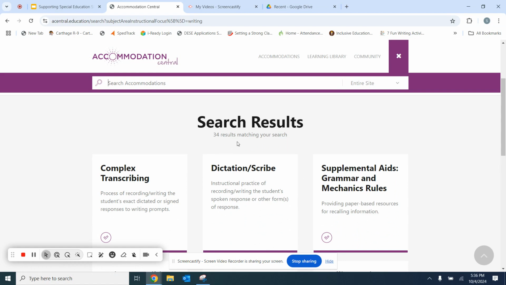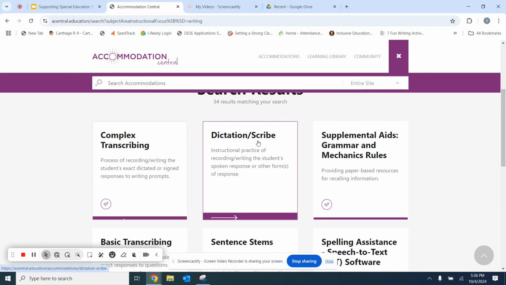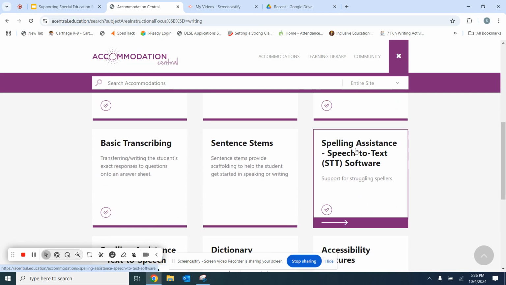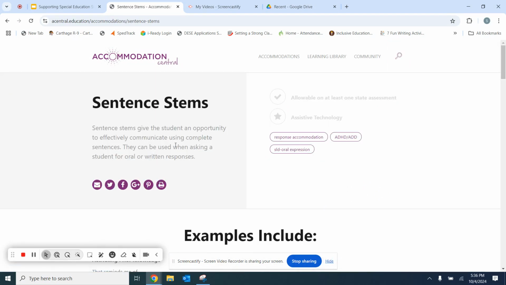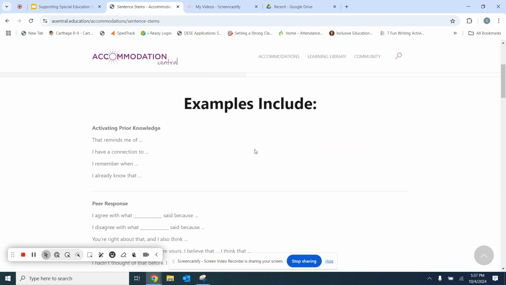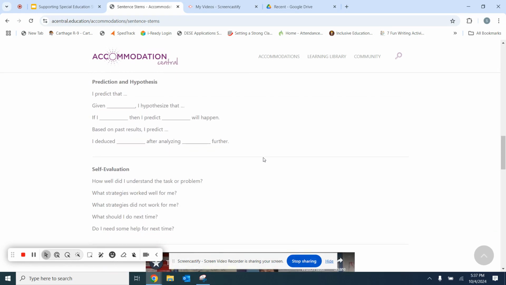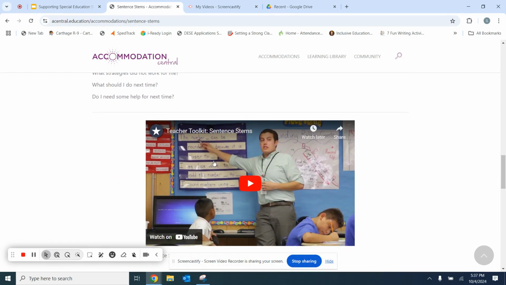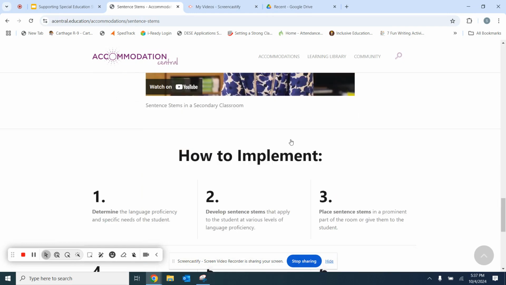And here, this website will provide you a bunch of different kinds of accommodations. And if I click on one of these sentence stems, it gives you a little bit of information about what it is. Be careful with allowable on the state assessment because I'm not sure that this is specifically from Missouri, so you would want to check on that. But it does provide examples of what that accommodation is. And in some of them, maybe in this one, yep, there is a video of that in action. It doesn't have videos for all of the accommodations.